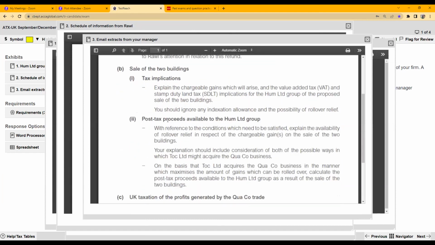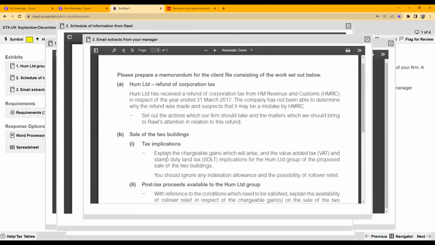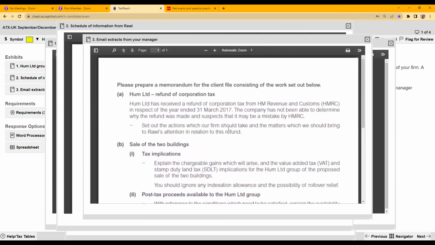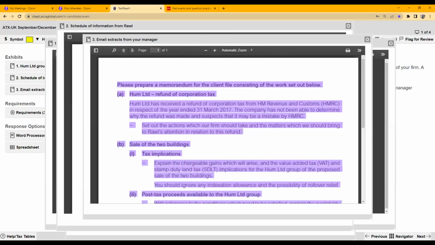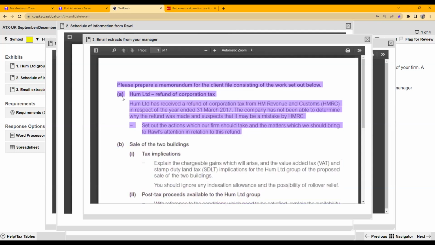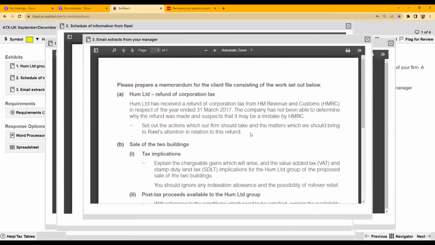I would be coming back to the requirements as raised by our manager, but as we are well aware of the background of the company, Hum Limited Group, and have also read the things provided by Rawl, we are now going to solve the requirements one by one by reading from the email extracts from your manager. So that's the appropriate way. You are not required to read all of these at once. If you want to start your answer, you can start by looking at the first, second, and third things one by one, right?